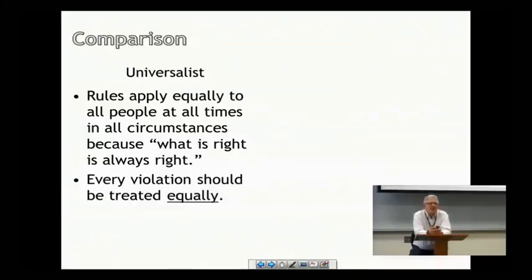Comparison, the universalist approach: rules apply equally to all people, all times, all circumstances, because what is right is always right. One of the ways we have learned how to evaluate moral reasoning is to put case studies in front of people. A well-known one is a cure for cancer is available. The pharmacist has it, but it's prohibitively expensive. Your wife has the form of cancer that this treatment works for. Do you break into the pharmacy overnight and steal it, or do you let your wife die?